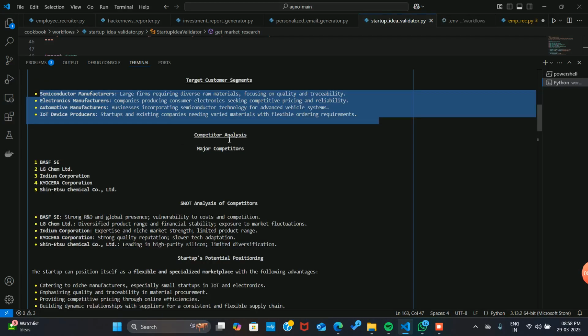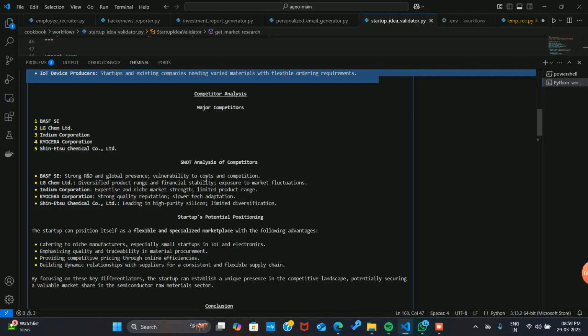Right. So coming to the competitor analysis, who are we going to be up against? Major competitors: we have BASF SE, then LG Chem, Indium Corporation, Kyocera Corporation, Shin-Etsu Chemical Company Limited. And then there is a SWOT analysis of competitors. What is good about BASF SE is they have strong R&D and global presence. Vulnerability to cost and competition.